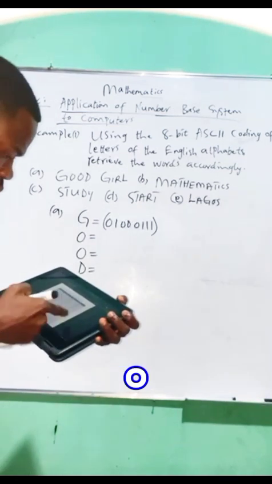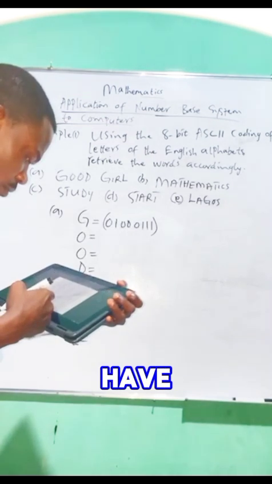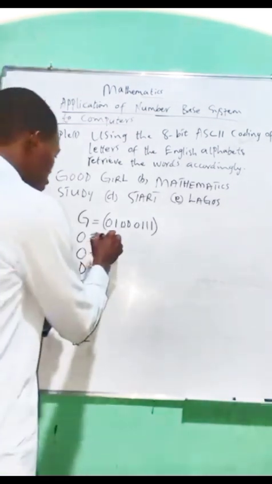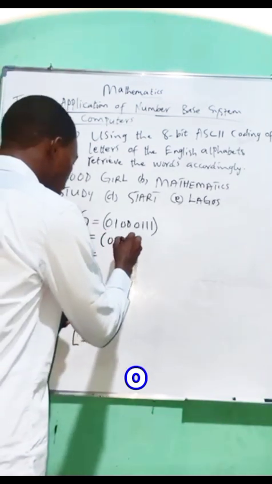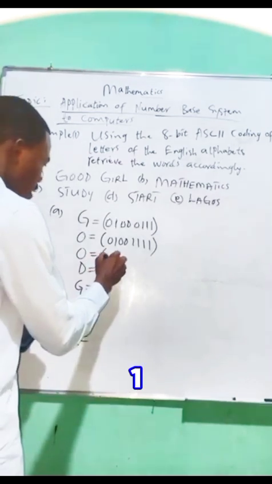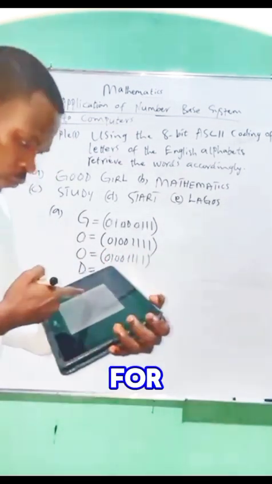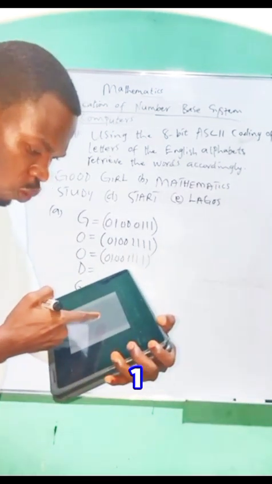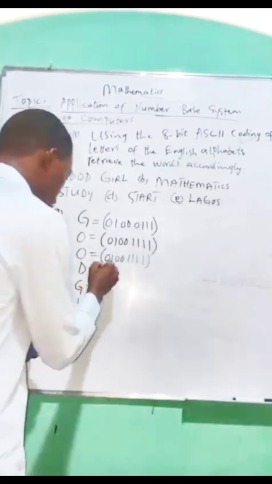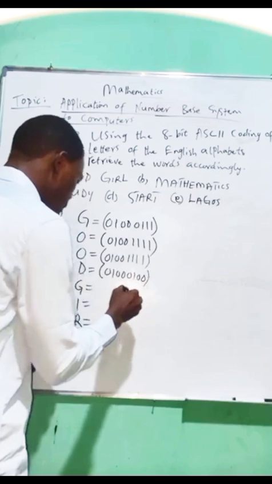So if I look at the O, under the O, I trace it there again. I'm going to have 0 1 0 0 1 1 1 1. Then D. For the D, I have 0100 0100.